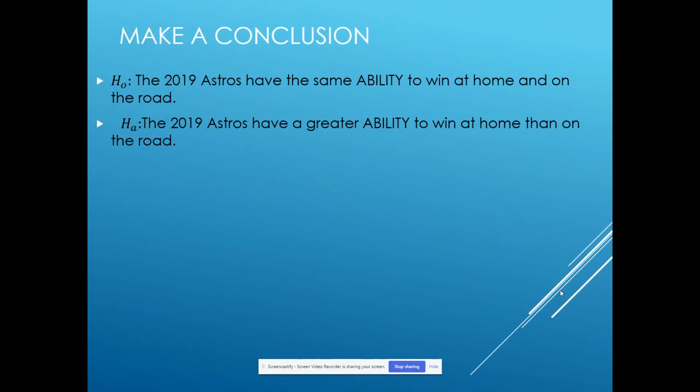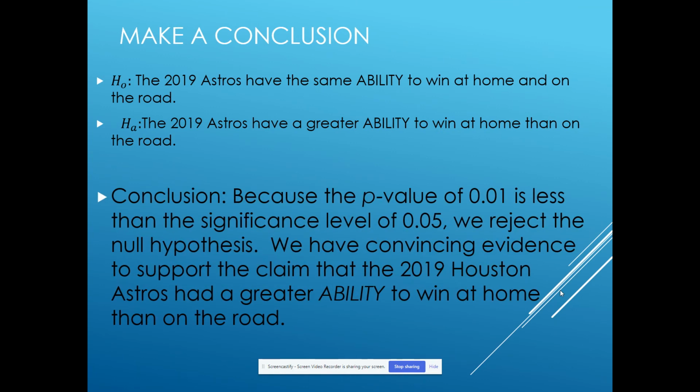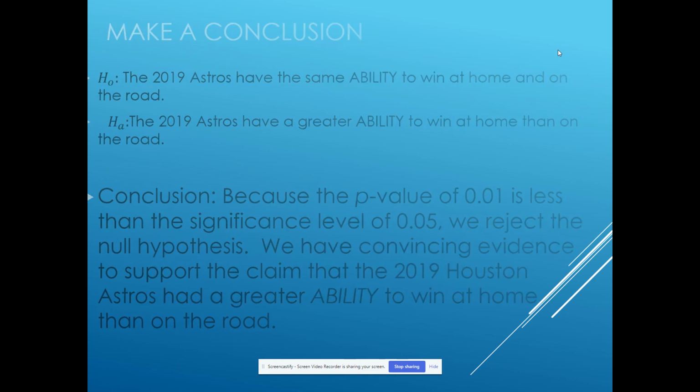That means we can make a good conclusion. Because the p-value of 0.01 is less than the significance level of 0.05, that's the first part: we can reject the null hypothesis. That's the second part of our conclusion. And the third part: we have convincing evidence to support the claim that the 2019 Houston Astros have a greater ability to win at home than on the road.